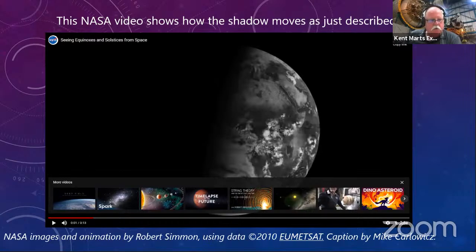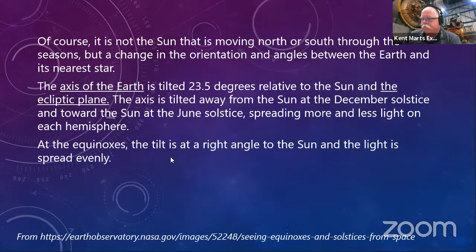So we also have, as we know, the sun isn't moving. It's the orientation and angles between the Earth and the nearest star, the sun. About 23.5 degrees to the sun and the ecliptic plane, the ecliptic plane being the plane of the galaxy. So it's a cool, simple mathematical thing that causes, on one specific day of the year, that shadow line to be perfectly north and south.